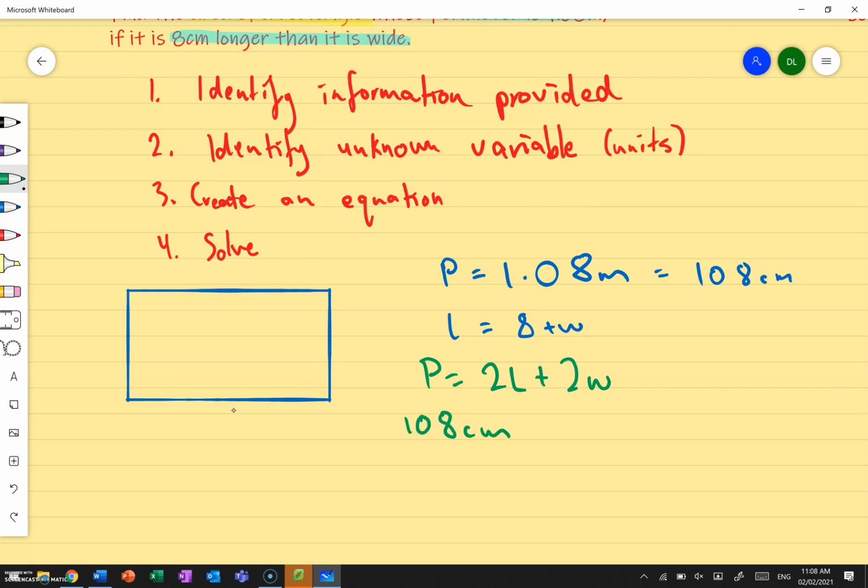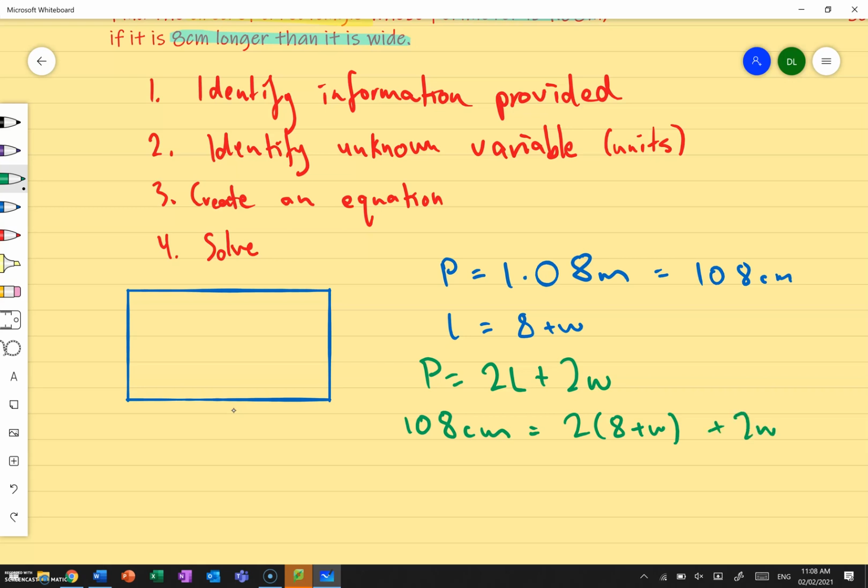And by the way, I am expecting you guys to write this down with me. So 108 centimeters equals 2 times L. What's my L? Perfect. So 2 bracket A plus W. So it's 2 times all of A plus W, not just 2 times 8 plus W. So we need to include the brackets. And then we add 2W.